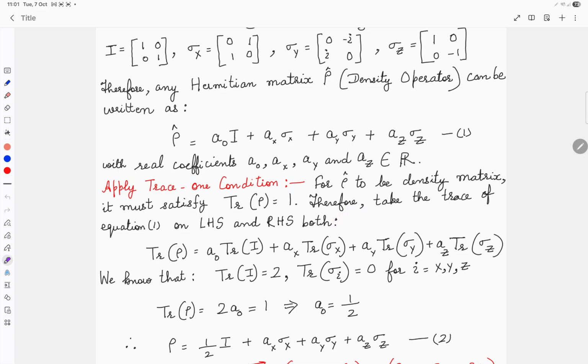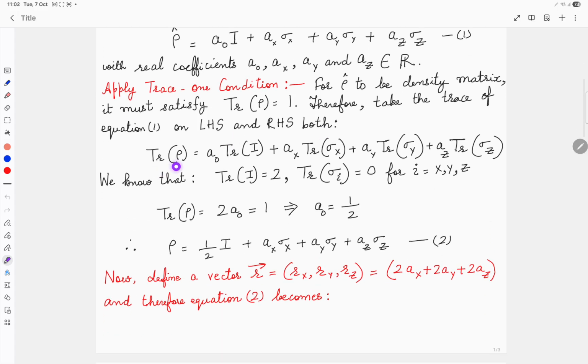Therefore let us take the trace on both sides of equation number 1. Take the trace of equation 1 on left hand side and right hand side both. So we get the trace of rho, and we take the trace of all other terms in the expression. So trace is an operation applied on this equation number 1. We know that the trace of the identity matrix is 2 and trace of all other Pauli matrices is 0. That we have already seen right at the beginning of this course.